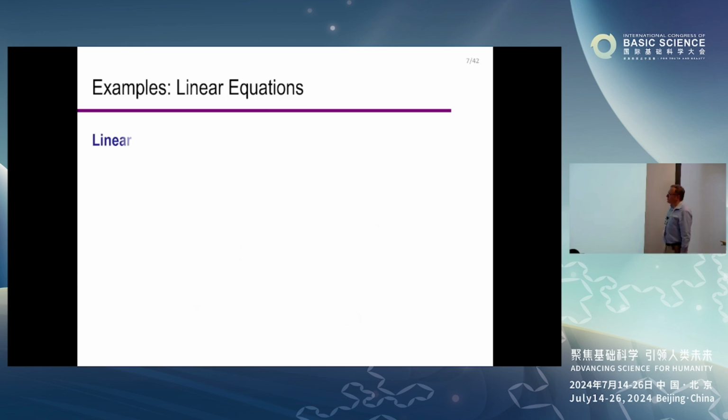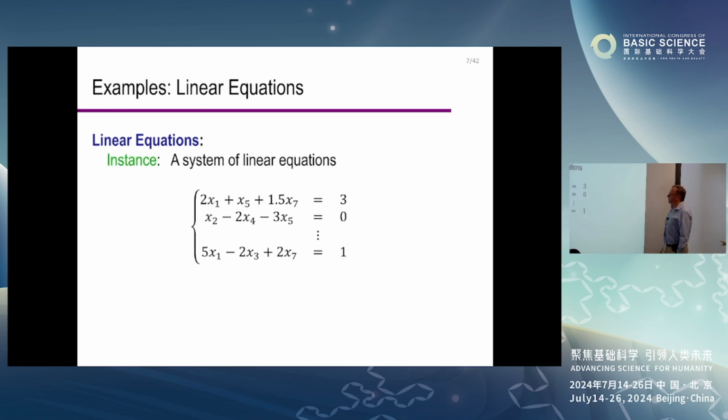I mentioned equations. So a system of linear equations is a CSP. Of course, every relation is a constraint. Well, if you imagine a very sparse matrix, then every constraint is really kind of local because it corresponds only to those non-zero coefficients and things.